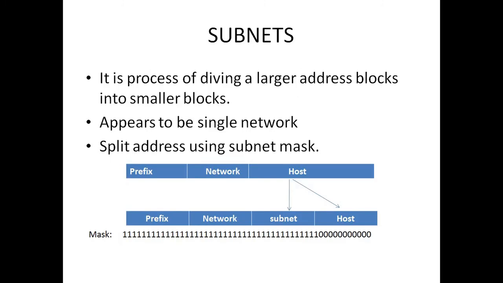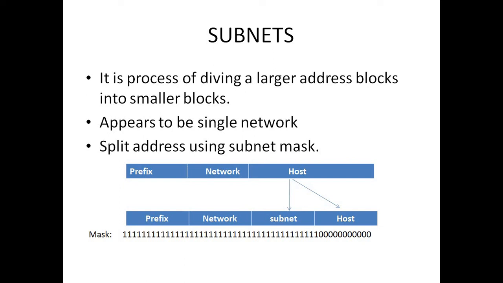So let us try to understand the concept of subnets. Subnetting is the process of dividing larger address blocks into smaller blocks, so that they appear to be single networks. We split the network address using the subnet mask. The host part is divided into two parts: the subnet part and the host part. Some bits of the host are borrowed and represented as the subnet side, and some bits are represented as the host part.